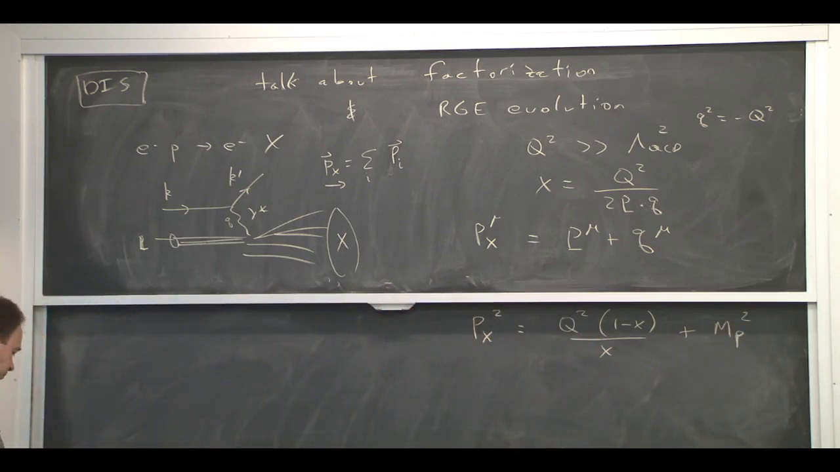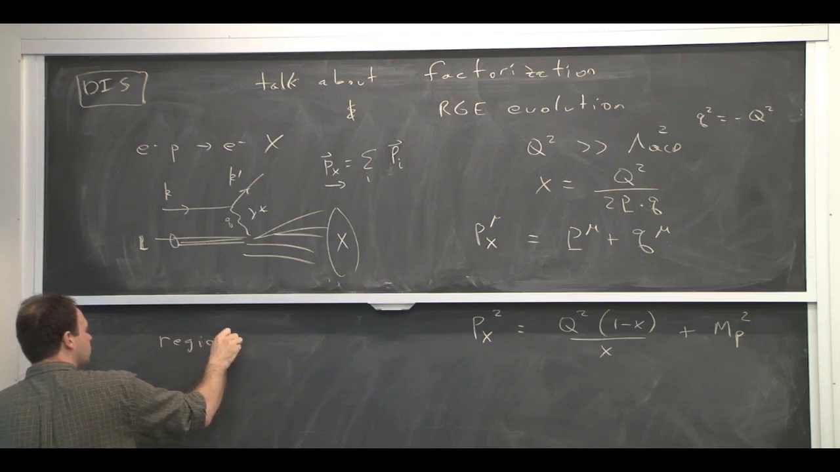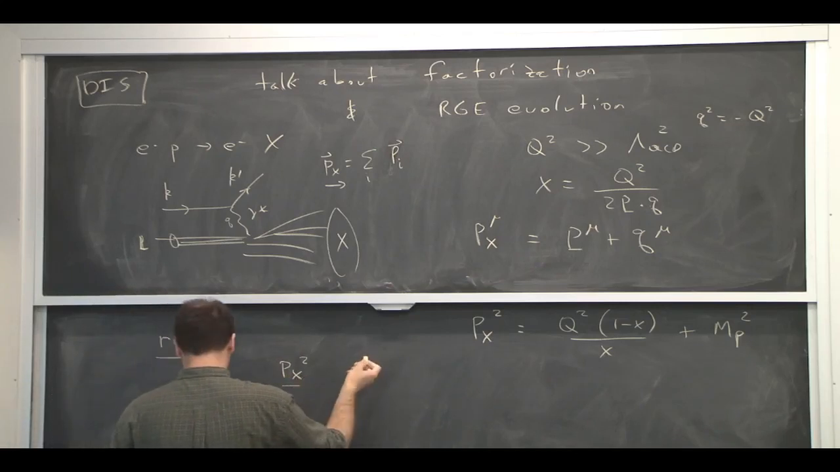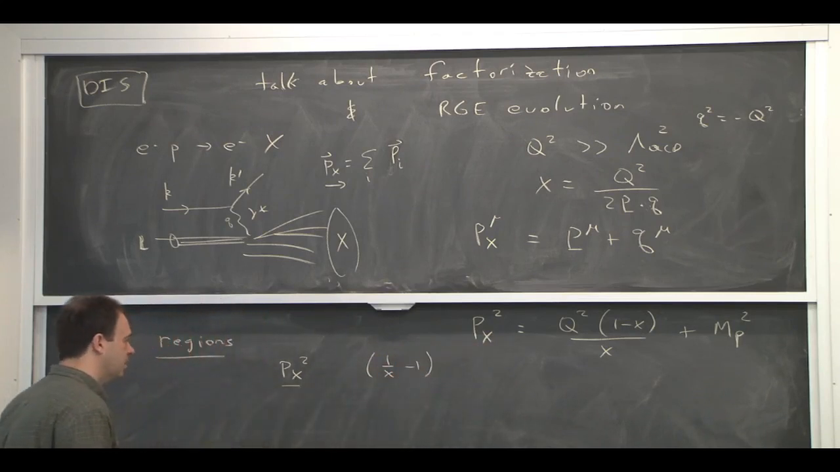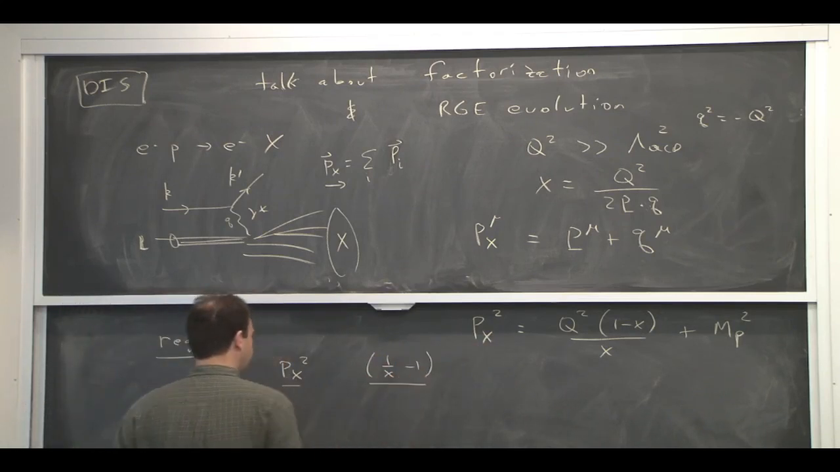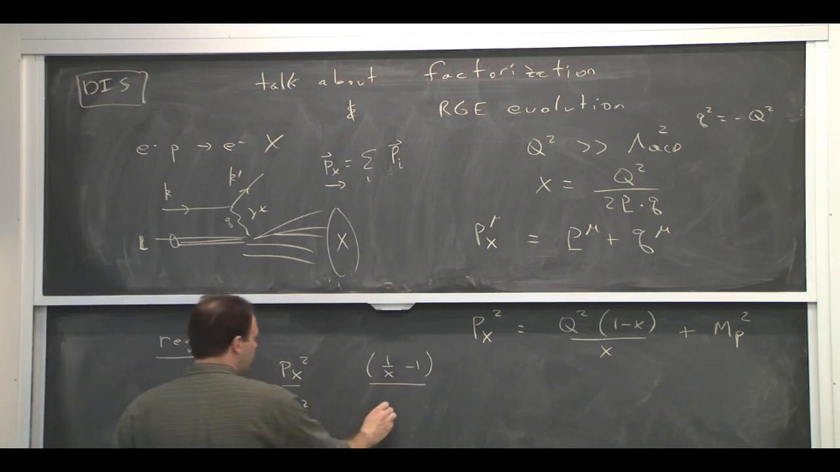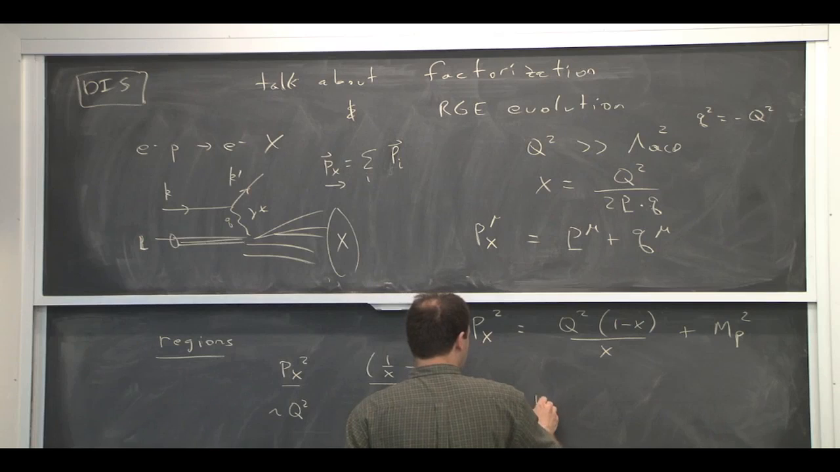P_X squared is that. And so there's actually different regions of DIS, and we're only going to talk about one of them. But I have to enumerate what I'm talking about carefully. And I can do that by looking at P_X squared, or this factor (1 minus x) over x, which I'll call 1 over x minus 1. If this thing is of order Q squared, then that means that this thing you're counting is of order 1. And in that case, it's what's called the inclusive operator product expansion.